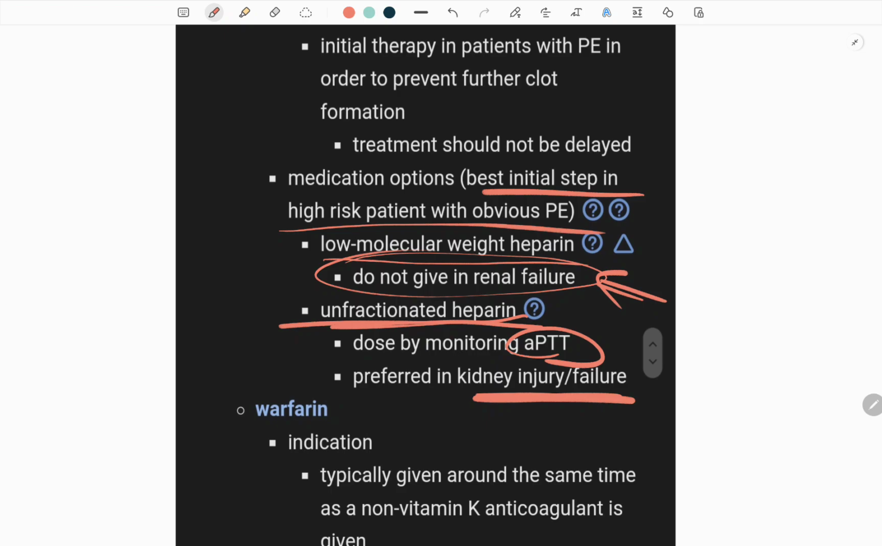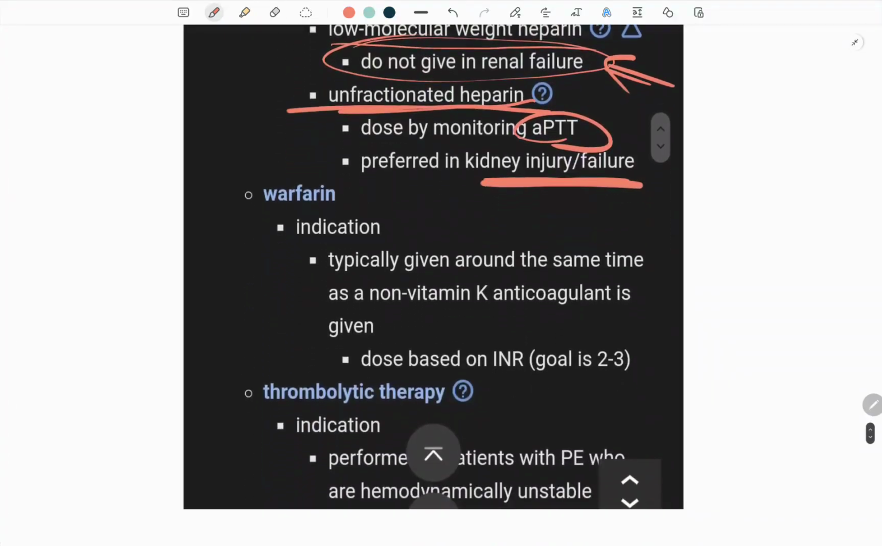So always, before starting low molecular weight heparin or heparin, you check the patient's kidney function. If the kidney functions are normal, you go for low molecular weight heparin. And if kidney functions are impaired or there is some kind of chronic kidney disease going on, you could go for unfractionated heparin. The warfarin.